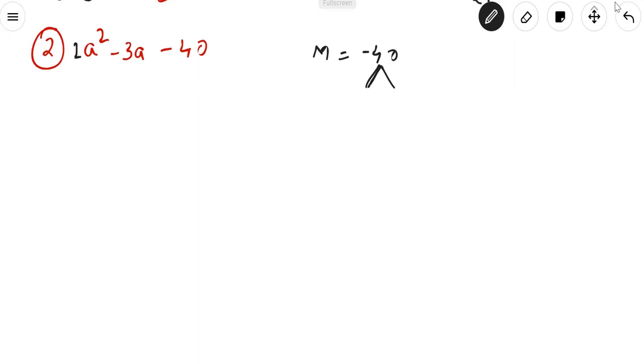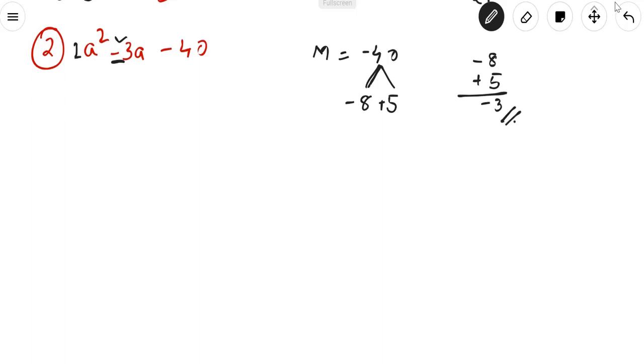For 40, 8 fives are 40. This is a minus sign, so the bigger value will become minus and the smaller value will become plus. So that is minus 8 plus 5. This becomes minus 3.